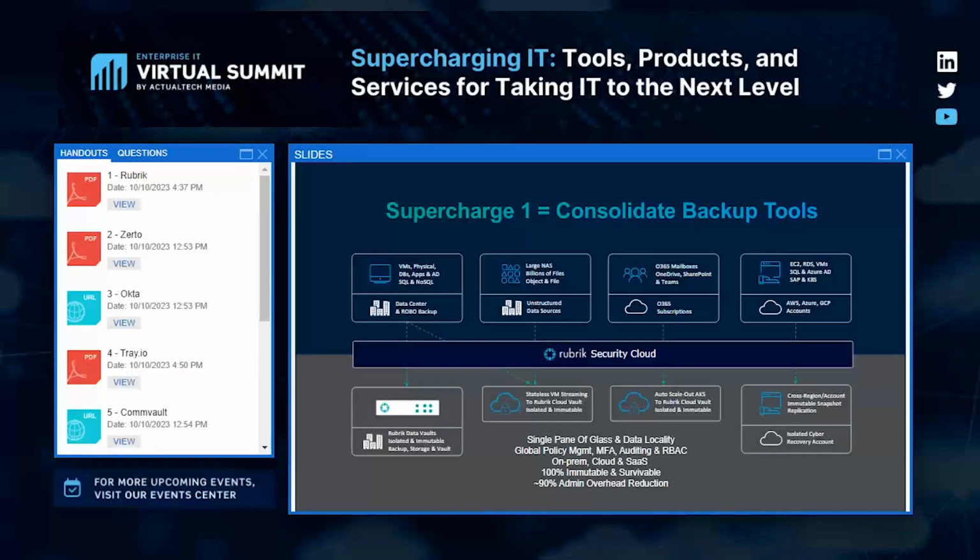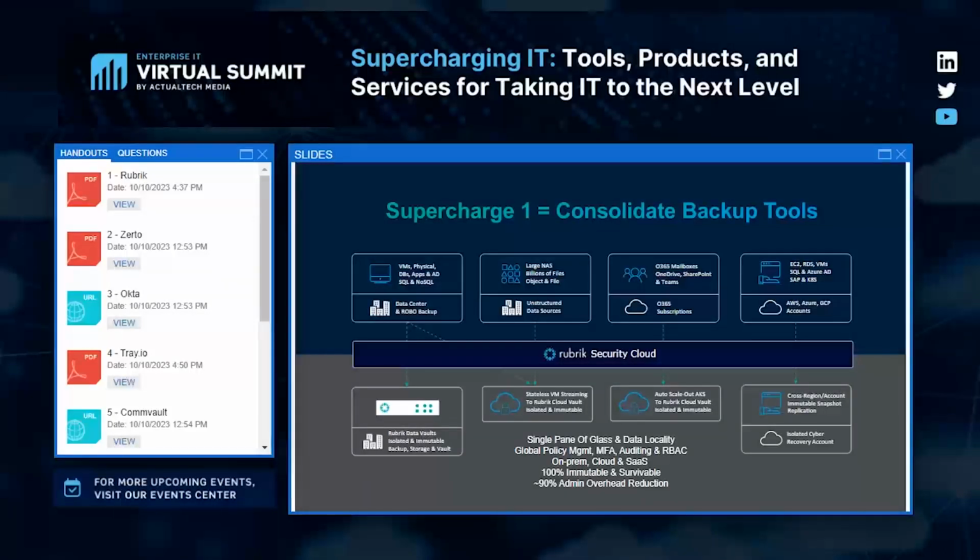But this gives you centralized control, and it doesn't matter whether it's a VM in a data center, an O365 mailbox, or an EC2 instance. Everything is 100% immutable and survivable, and you get global policy management. So a typical Rubrik customer, as a massive supercharge, is going to see a 90% admin overhead reduction.